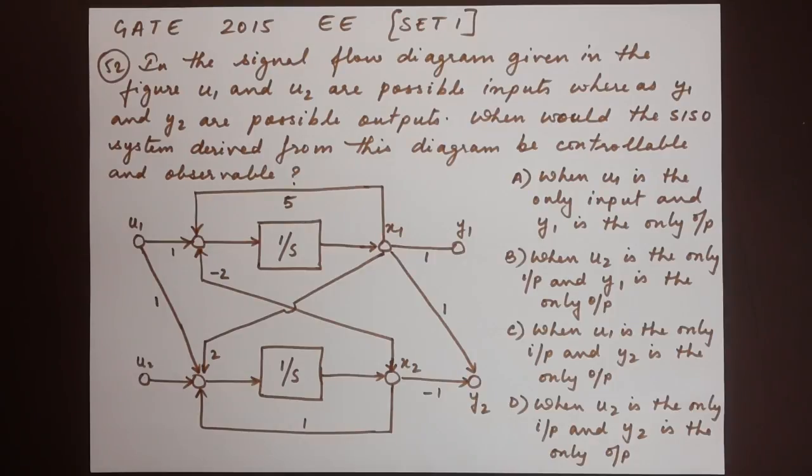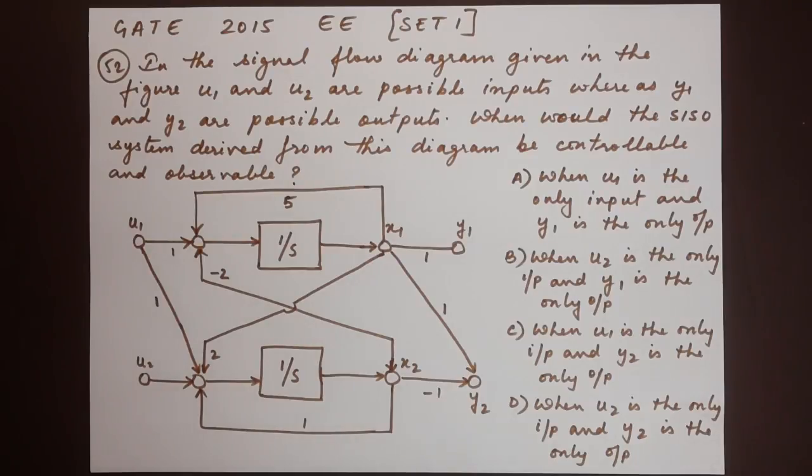Okay, so we have our options given to us. A, when U1 is the only input and Y1 is the only output. B, when U2 is the only input and Y1 is the only output. C, when U1 is the only input and Y2 is the only output. And D, when U2 is the only input and Y2 is the only output. 4 different combinations, so we will have to check for each one of these options.